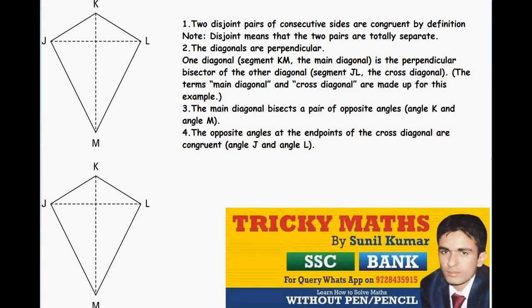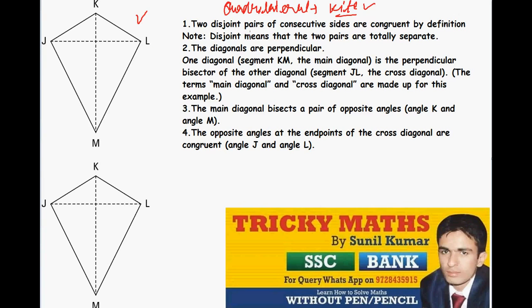Hello students. Now we will discuss the next type of quadrilateral, part 3. This is the kite. This is the figure of the kite. This is a quadrilateral. This is not a parallelogram. One thing I made clear.